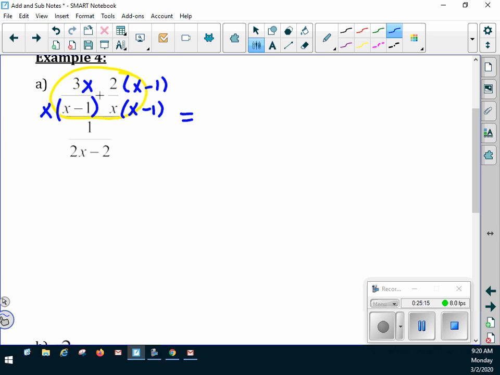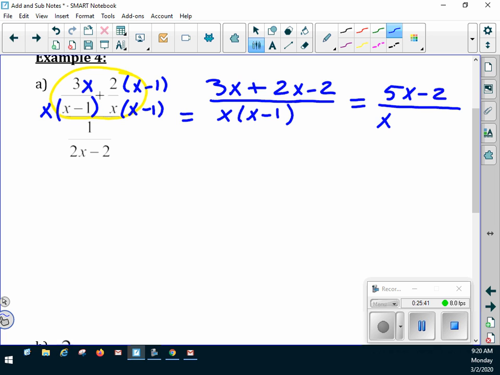Now, what is my denominator? X times x minus 1. Now, what's my numerator? Look where I'm pointing. 3x plus... good. So this is 5x minus 2 over x times x minus 1. If that was the whole problem, I'd be done, right? Sadly, it is not.